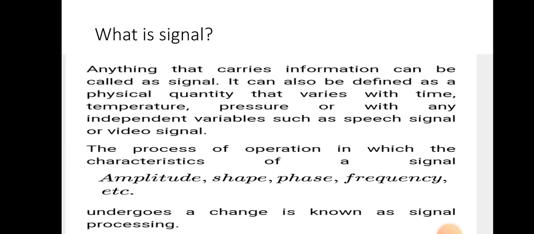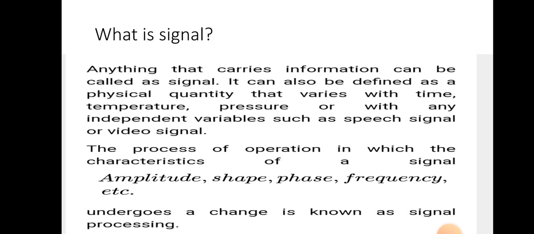It can also be defined as a physical quantity that varies with time, temperature, pressure, or any independent variable, such as speech, signal, or video. The process of operation in which the characteristics of a signal, such as amplitude, shape, phase, frequency, etc., undergo a change is known as signal processing. Okay, so what is a signal? It contains particular information and varies with time, meaning it changes as time changes. So this is a signal. Now what is meant by the process of operation? Means, what is signal processing?